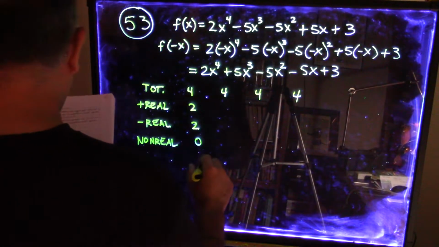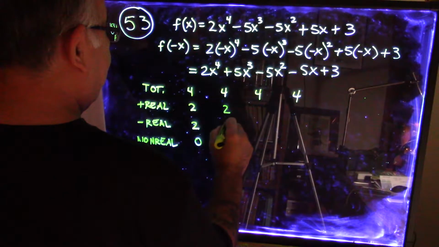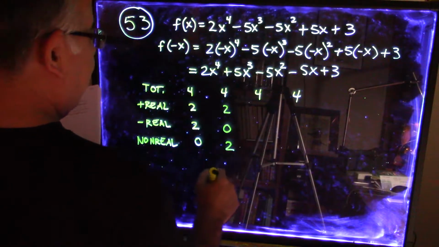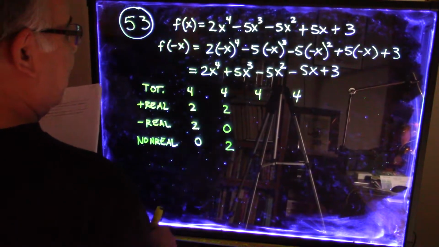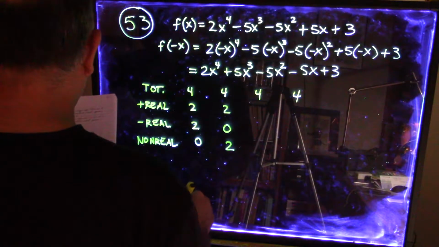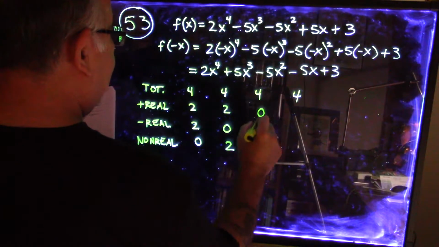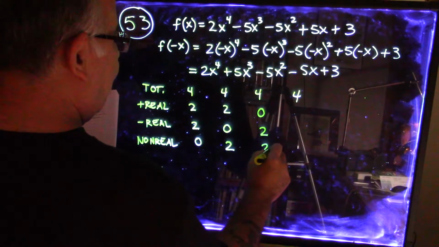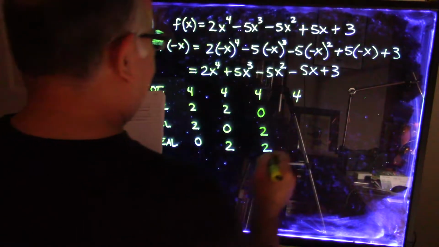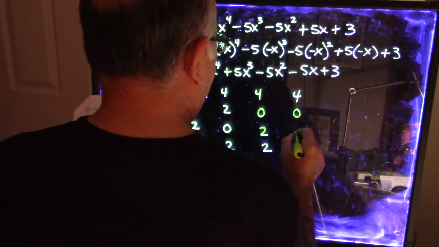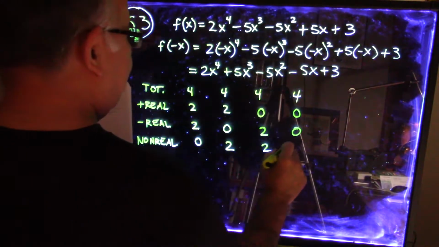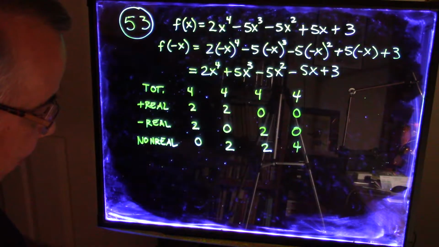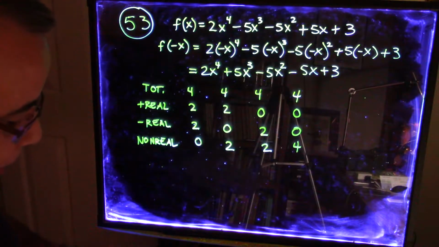Alright, now let's say you have 2 positive reals, 0 negative reals. So that would mean there must be 2 non-real zeros to go along with those two positive ones. And let's say there are 0 positive real roots and 2 negative real roots, so that would leave you with 2 more non-real roots. And let's say there are 0 positive reals, 0 negative reals, so that would mean there are 4 non-real roots. Alright, so those are your possibilities.